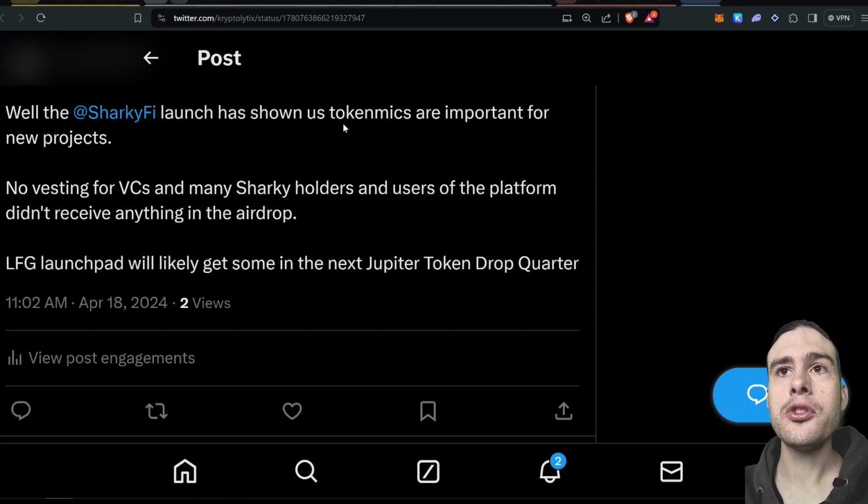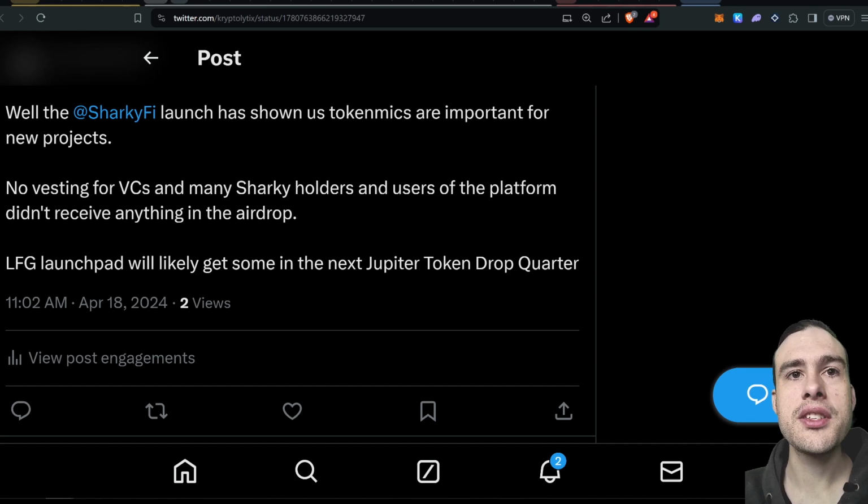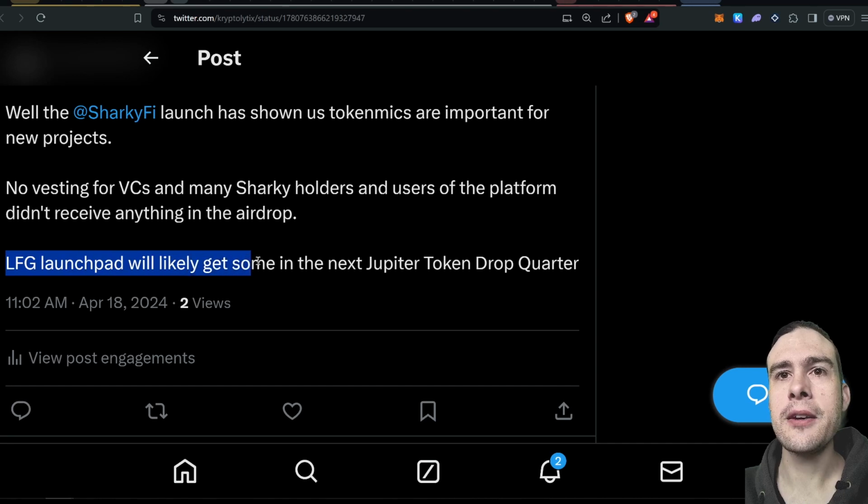Now, SharkyFi launch has shown us that tokenomics are important for new projects. No vesting for VCs. Many Sharky holders and users of the platform didn't receive anything of the airdrop. They did try to address this after the fact, but I don't think it has been dropped just yet. Anyway, the LFG launchpad will likely get some in the next quarter. So yeah, people aren't that happy with the Sharky launch, to be honest.